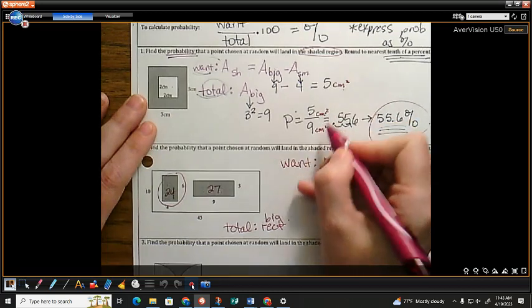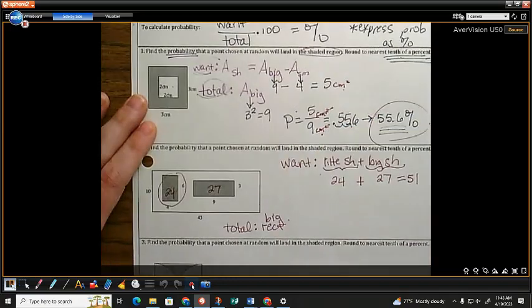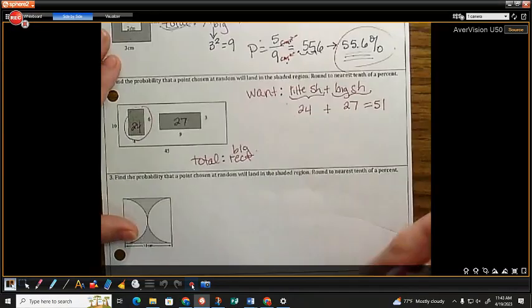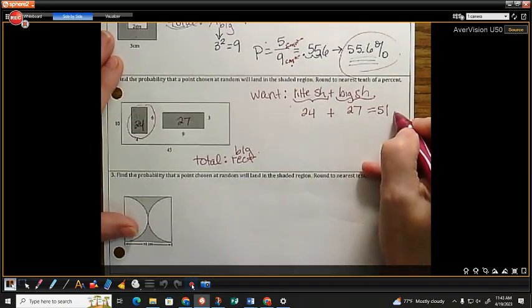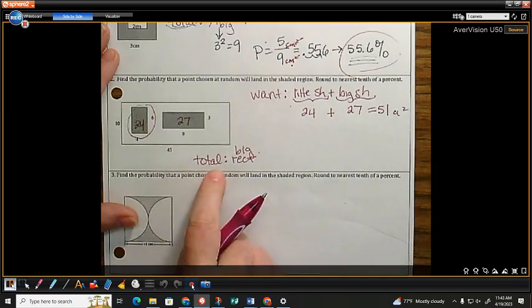Because guess what centimeter squares does with centimeter squares in a fraction? They cancel out. The units go away. And so your only units is going to be your percent sign. Okay? So I have 51 somethings units squared, whatever they are. Now what about my total?